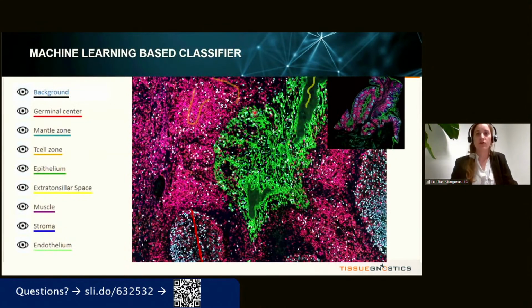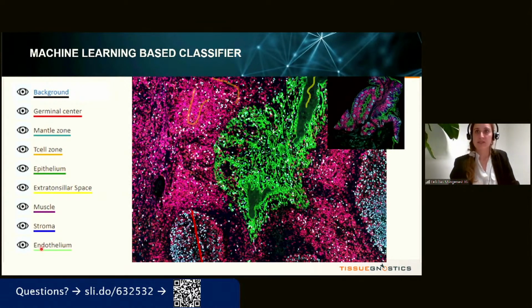So what I want to show you next is how easy and time effective our machine learning-based tissue classifier is. Classical algorithms can be very complex, especially when multiple tissue classes need to be detected, as I want to show you here. So here we actually wanted to detect 9 tissue classes in these lymphoid organs. So we want to detect the background, the germinal centers, mantle zones, T-cell zones, epithelium, extratonsillar space, muscle and stroma, and endothelium.